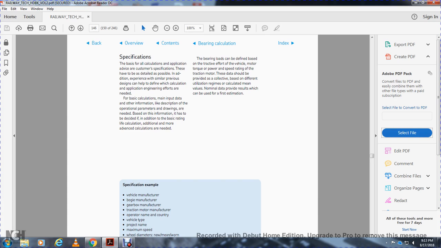The basic information has to be decided, with the addition of the basic rating life calculation. Additional, more advanced calculations are needed. The bearing loads have to be defined with the base for the tractive effort of the vehicle, with the torque and power speed rating of the traction motor. This should be provided with the collective base and the different utilization regimes, calculated with the value of the normal data, to give the first estimation.